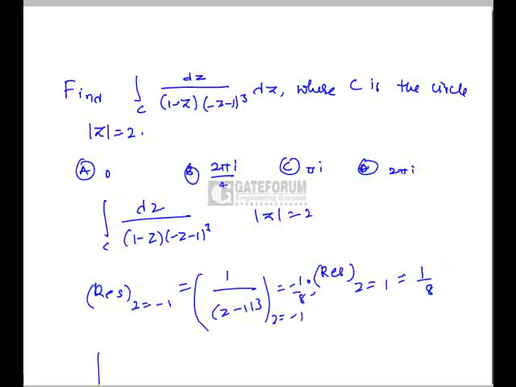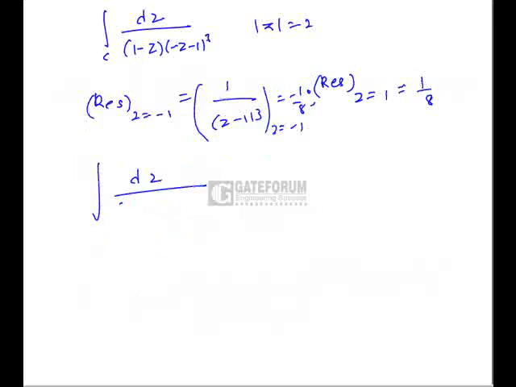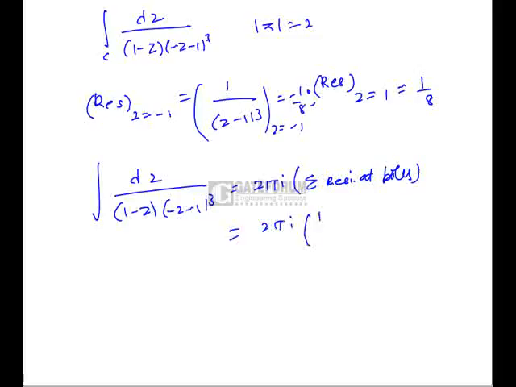Hence, the required integral is nothing but 2 pi i into the summation of residues at the poles, whatever the number of poles, which is nothing but 2 pi i into 1 by 8 minus 1 by 8, because they are minus 1 by 8 and plus 1 by 8, which will equal 0. So the answer is option A.